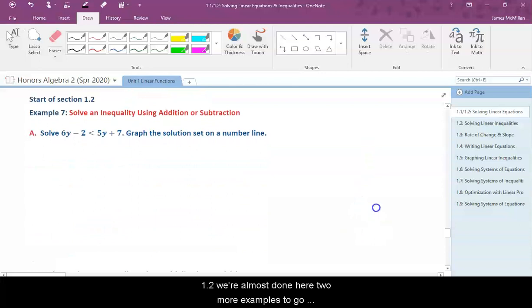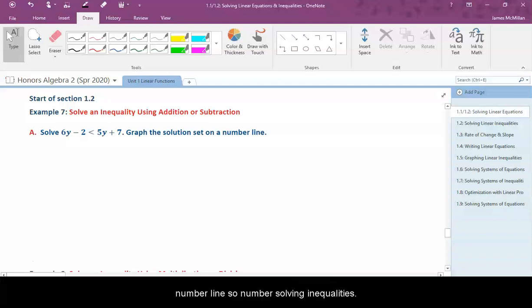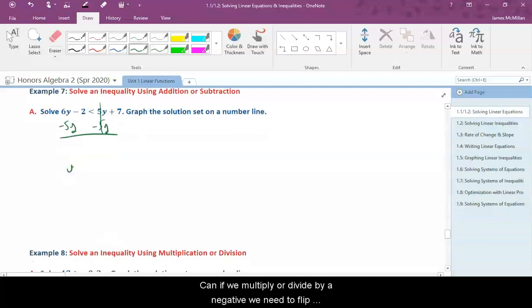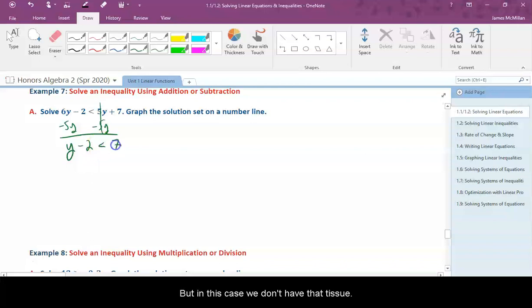As we look at 1.2, we're almost done here. 2 more examples to go through. Solving inequalities and graphing them on the number line. So remember, solving inequalities, same steps as solving equations. The only difference, remember, if I multiply or divide by a negative, we need to flip that inequality. But in this case, we don't have that issue.